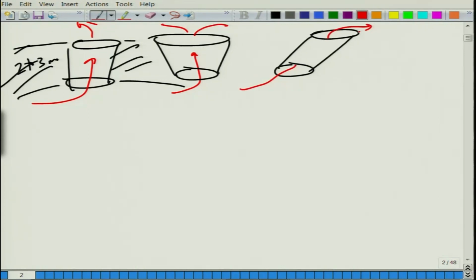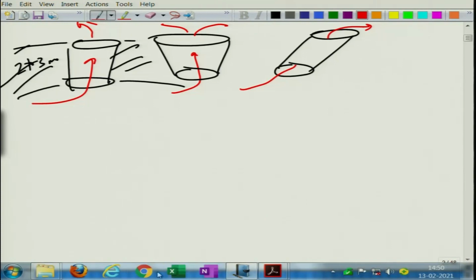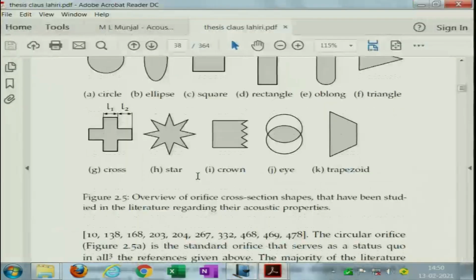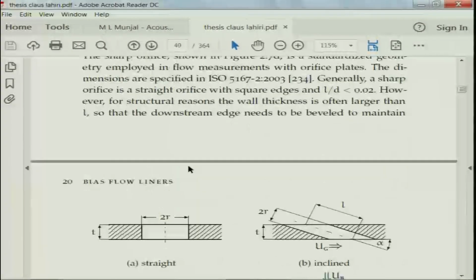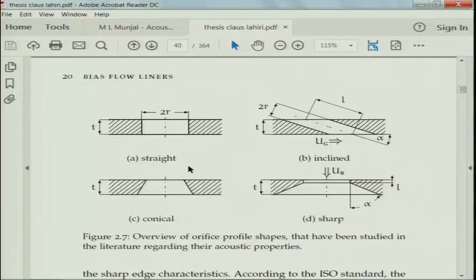Okay. So, let us get to the presentation of Claus, who has shown some nice cool figures. These are the different orifice edge shapes, but what I was talking about now is an overview of the orifice profile shapes. You can see this is really an extended section like this, and there are holes drilled through, conical holes or maybe straight holes, and this is really cylindrical in shape, or this is a conical frustum of a cone, or a sharp edge bevel or something like that, or inclined. It is like a cylinder kind of tilted in one direction.